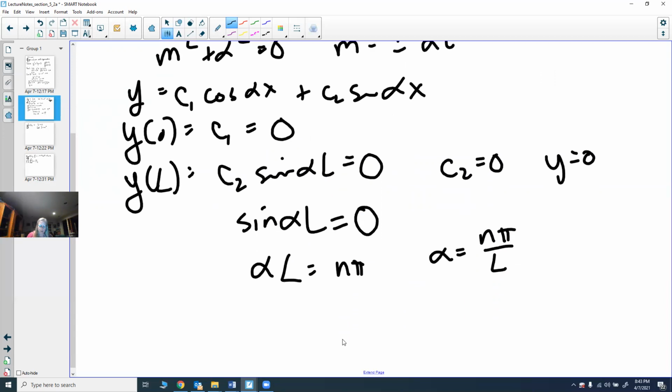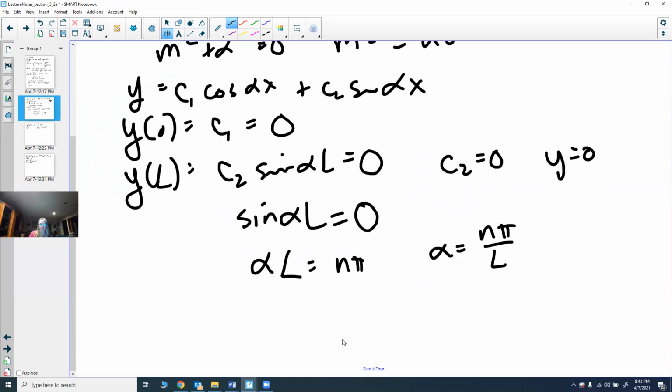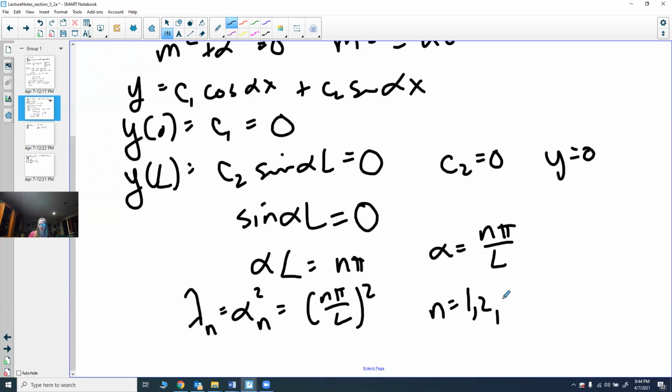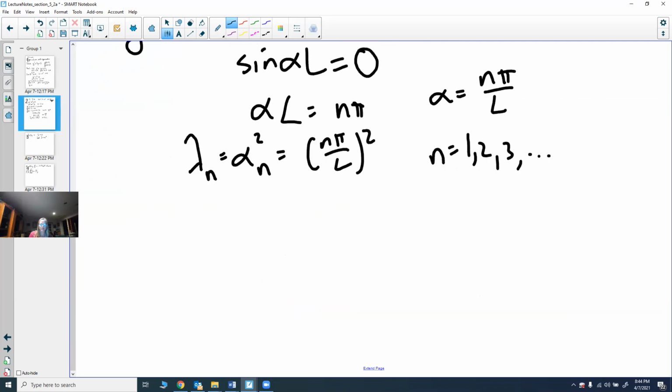We're going to go a little bit farther. We're going to tell you that lambda, therefore, is equal to alpha squared. And so lambda is actually equal to n pi over L quantity squared. This depends on the n, so we're actually going to call this alpha n and lambda n. And n can be any number from 1, 2, 3, and onward. These are actually known as eigenvalues. So these are the actual eigenvalues.